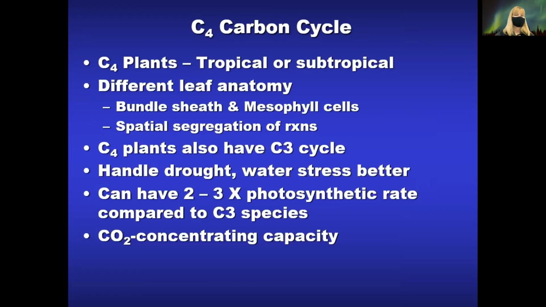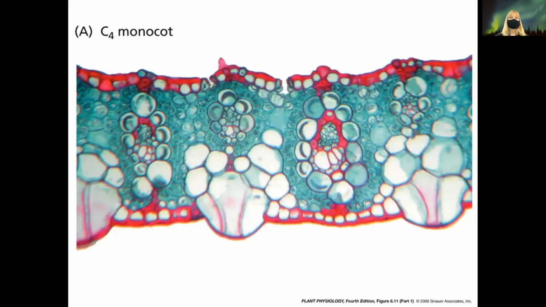So whatever you have to do to help you think about what's going on with this, imagery is a good thing. So it's concentrating the CO2 around rubisco when you look at the C4 cycle. So let's work through this a little bit so I can convince you of that. First, let's look a little bit at the anatomy.